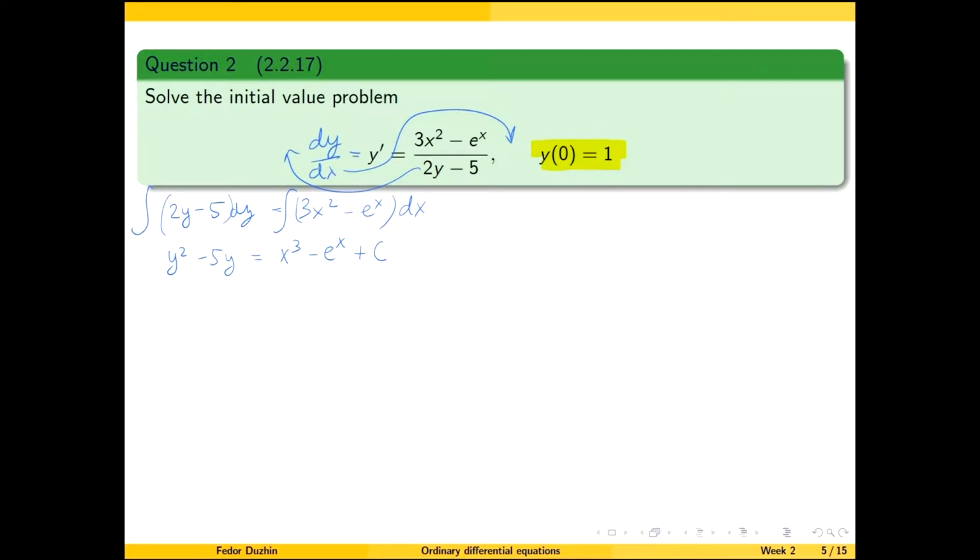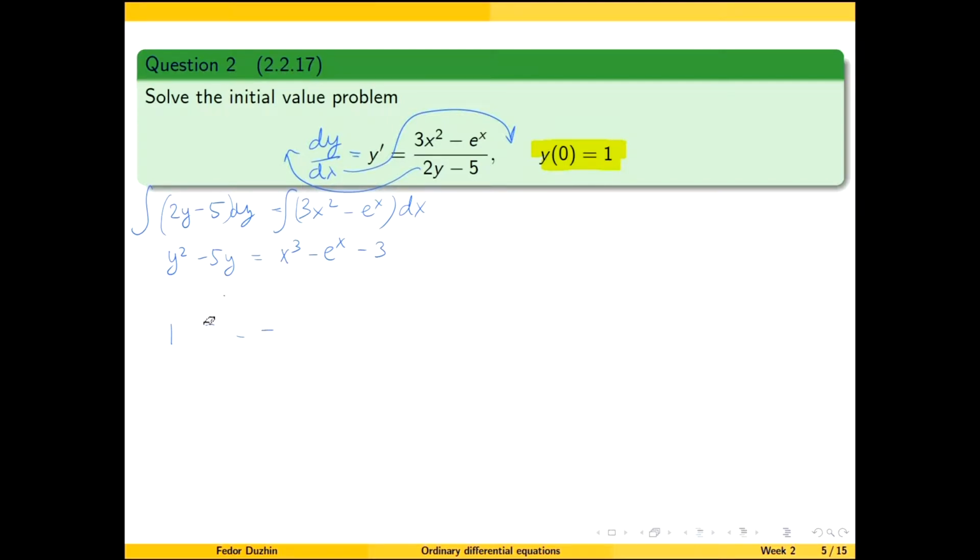So now y is 1, so 1 squared minus 5 times 1 equals, and x is 0, so 0 cubed minus e to the 0 plus c. Now we need to solve for c, right? So this is 1 minus 5 equals 0 minus 1 plus c. So c equals negative 3. Correct? Yeah, negative 3. Alright, so it means that now we can find c, and then we can just forget about the general solution. So I will replace c with negative 3 here. Alright, and then I will erase this. I don't need it anymore.